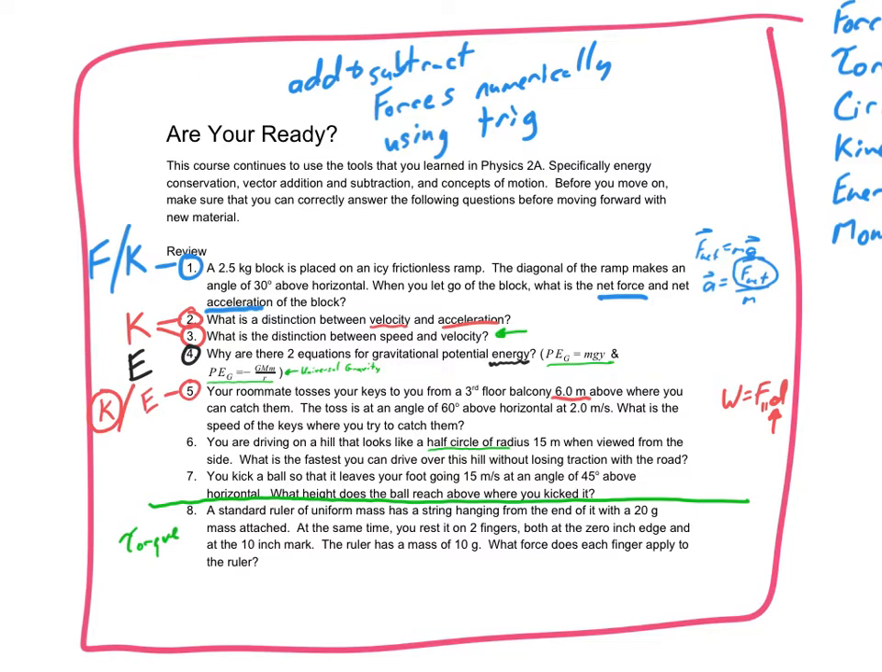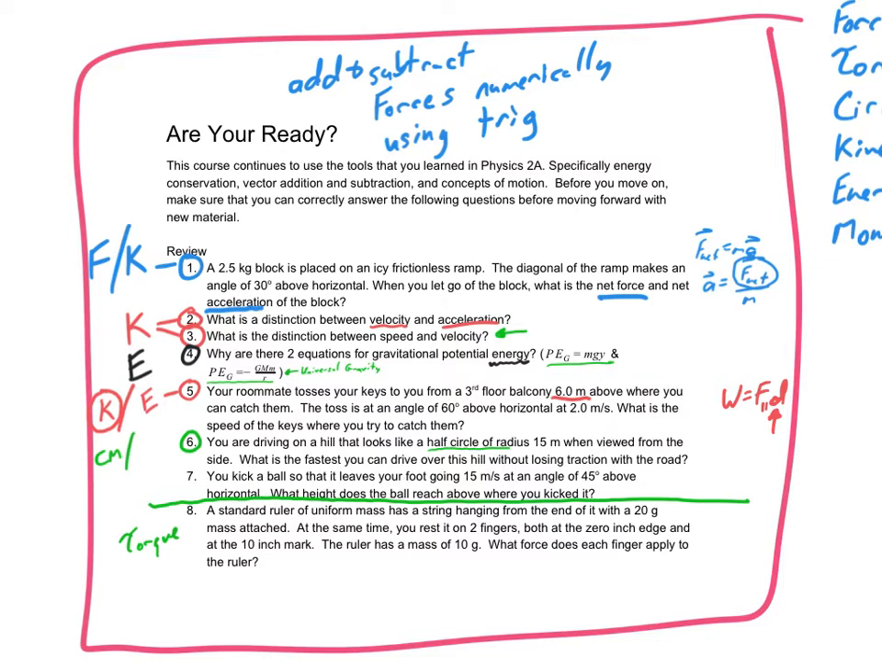Number 6. I've already said that this is circular motion. But that's not all that it is. It's something else in addition. You are driving on a hill that looks like a half circle of radius 15 meters when viewed from the side. What is the fastest you can drive over this hill without losing traction with the road?